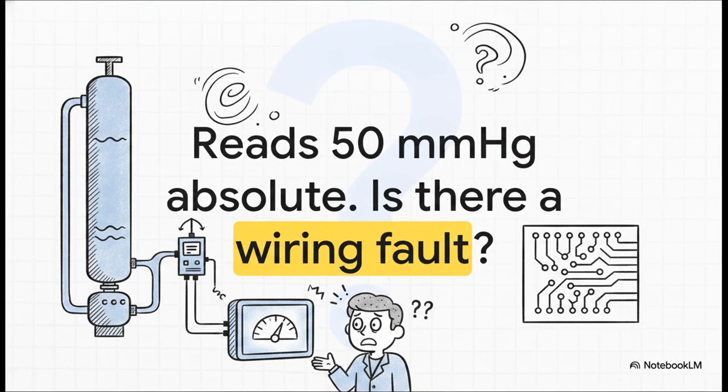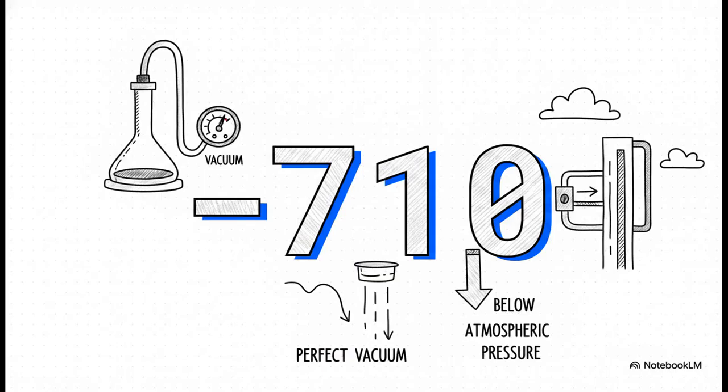Okay, so how do these numbers look out in the real world? Let's do a quick mental check. Imagine one of your operators looks at a monitor for a vacuum distillation column, and it's reading 50 millimeters of mercury absolute. What's the call here? Is there a wiring fault? Should they start panicking? The answer is a definitive no. See, because 50 millimeters of mercury absolute is a measurement starting from a perfect vacuum. In everyday gauge terms, that's roughly 710 millimeters of mercury below local atmospheric pressure. So that column is actually pulling a heavy vacuum, and the whole system is working exactly as designed.